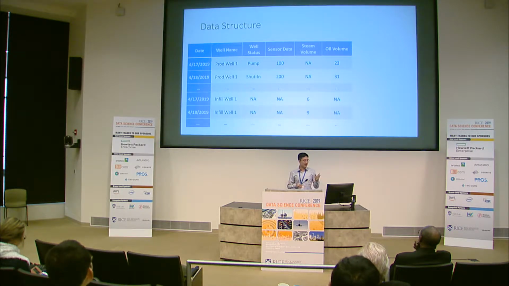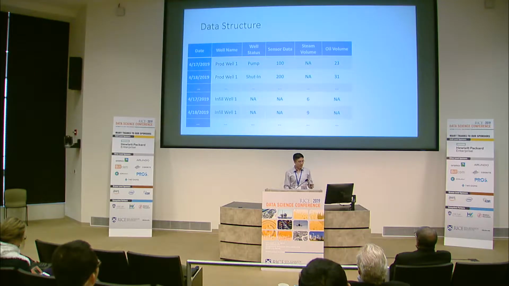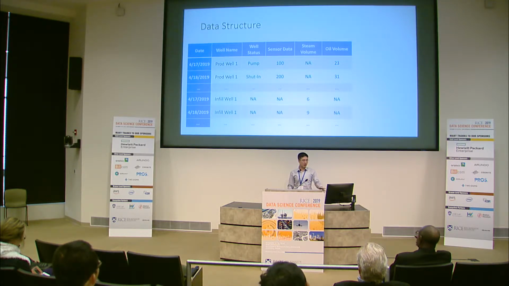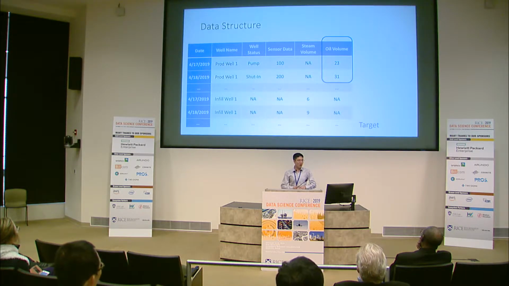We can see there's a feature called well status, which is pump or shut in, and also some sensor data. Here, I just give one column. Actually, there are at least more than 10 columns, including features such as pressures or temperatures. And for infill wells, there is one column called steam volumes. You can see here it is 6 or 9. That's the steam volume. And here is the oil volume, which is the target we try to predict, the big Y here.